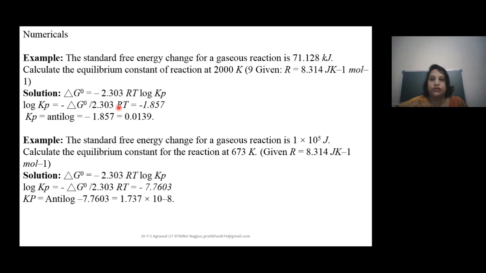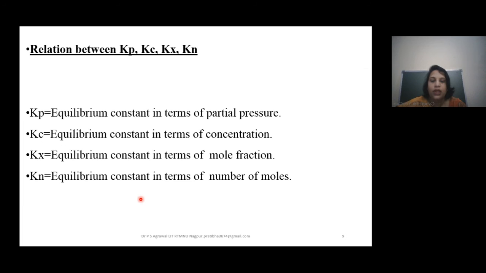Depending on this equation, we can solve some numericals. The equation is this one. Unknown quantities are delta G, T, Kp. Two quantities are given and you have to find out the third quantity simply. Now we will see what is this Kp, Kc, Kx, Kn. There are some relations between them.